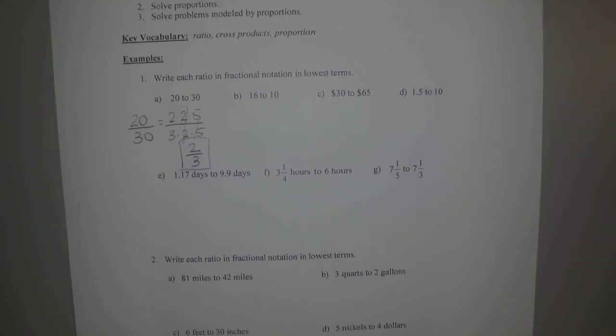So maybe you have 20 parents and 30 kids. The ratio is: for every 2 parents, there are 3 kids. Like we can kind of break it down smaller.